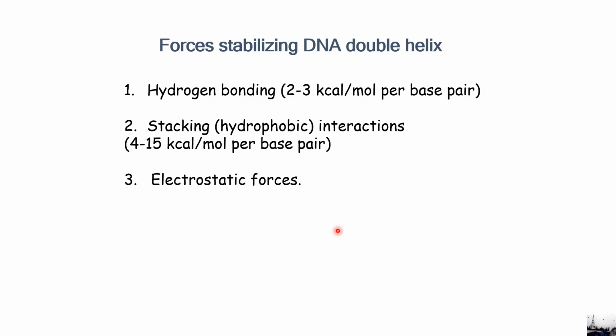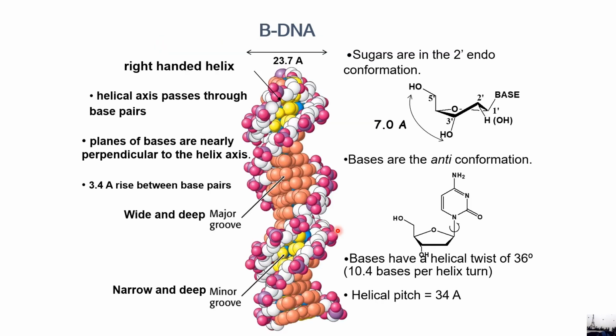So what are the forces stabilizing this DNA double helix? Hydrogen bonding, obviously, stacking, hydrophobic interactions, and some amount of electrostatic forces as well. So if you see, this is the structure of B-DNA. Here the sugars are in the 2'-endo conformation. The bases are in anti conformation, with a helical twist of 36 degrees.